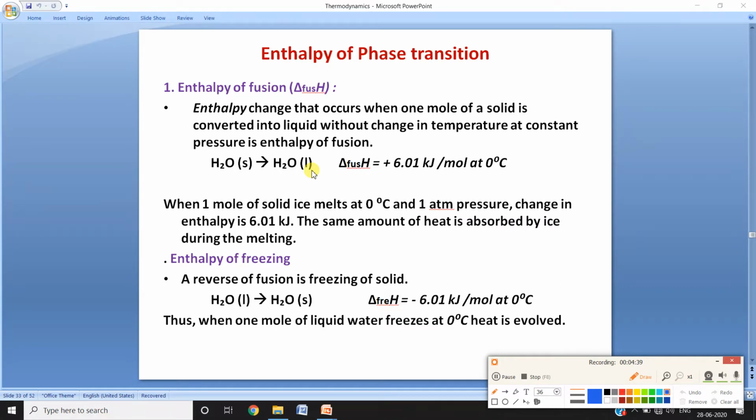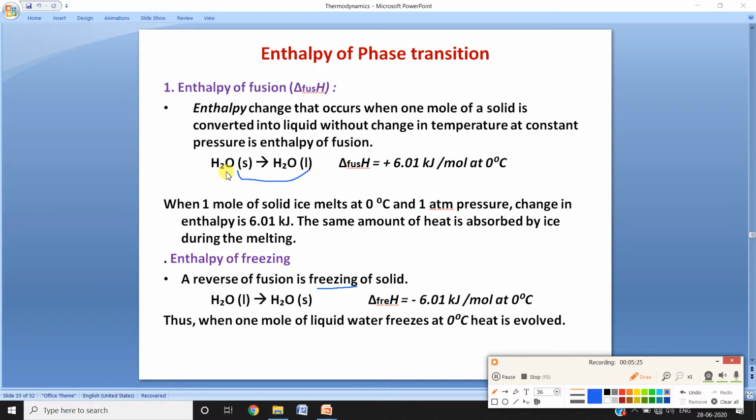So let me clarify, students, what is enthalpy of fusion. Enthalpy required or enthalpy change that occurs when 1 mole of solid is converted into liquid without change in temperature at a constant pressure is called enthalpy of fusion. Fusion means solid converts into liquid state. Exactly opposite of fusion, liquid converts back into solid state, and the reverse of fusion is freezing of solid.